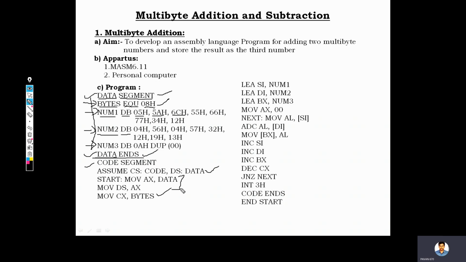will have a combined effect. In MOV AX, DATA, this DATA here is the name of the segment, so it is temporarily holding the base address of the data segment. But the programmer doesn't know what that address is. Automatically the assembler will assign that address. So we don't need to bother about it.